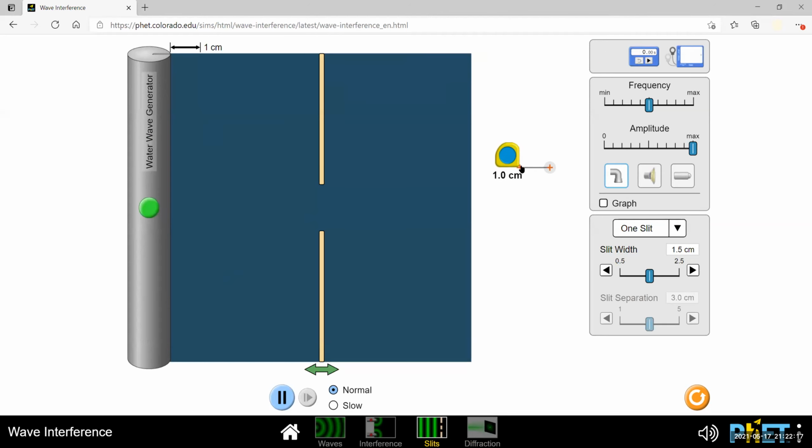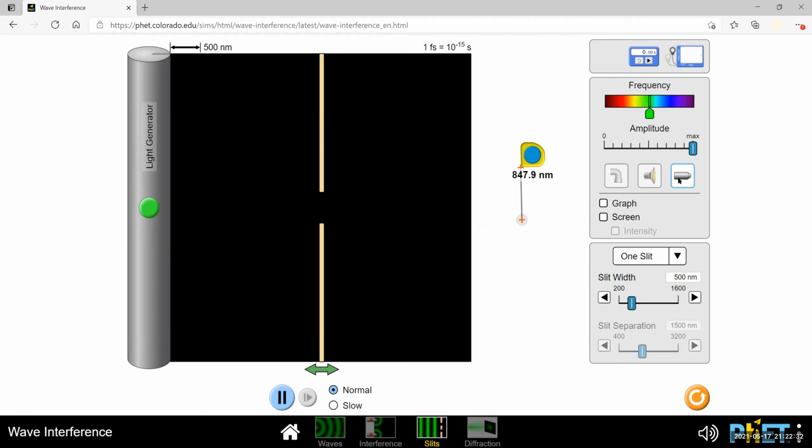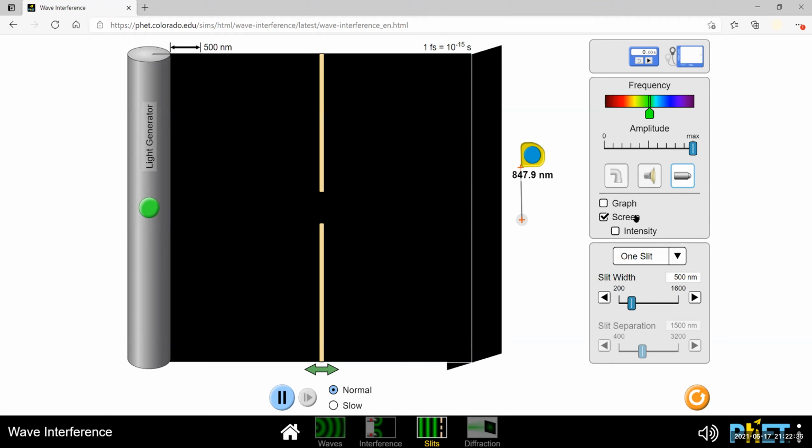First of all, we need the ruler, okay? To measure things. For this part, we have a ruler, which is easy, okay? We don't have to worry about things. And we're going to change it to a light source, okay? That's one thing. And we're going to select screen, okay? And we're going to go to the width to be about 300 nanometers.